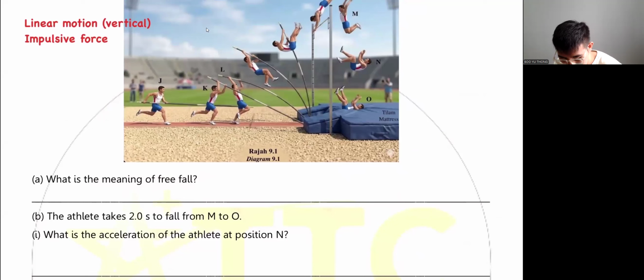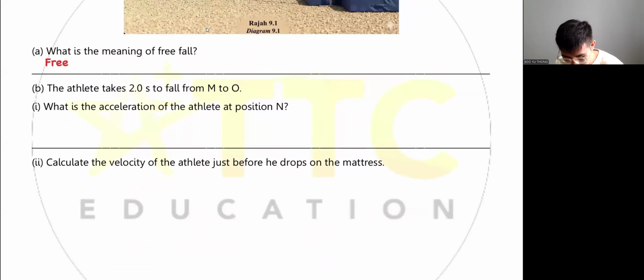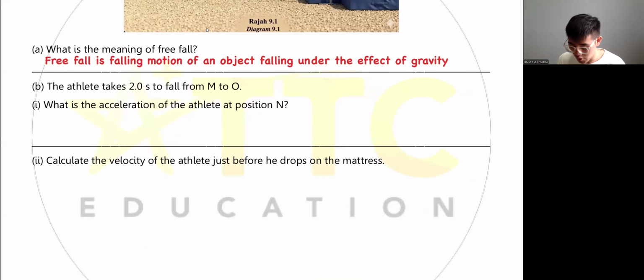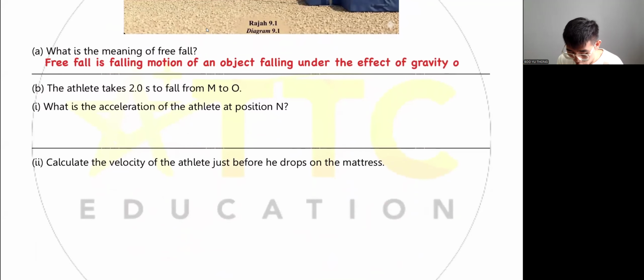The question asks, what is the meaning of free fall? Remember that we discussed before, free fall is the falling motion of an object under the effect of gravity. And remember the keyword I asked you to remember: you can't just say the object falls under the effect of gravity, full stop. That's not complete. You have to write "only" also, which means solely gravity affecting the object to fall down.